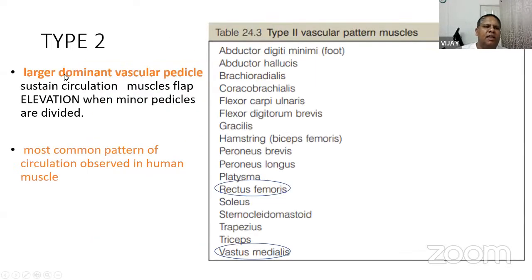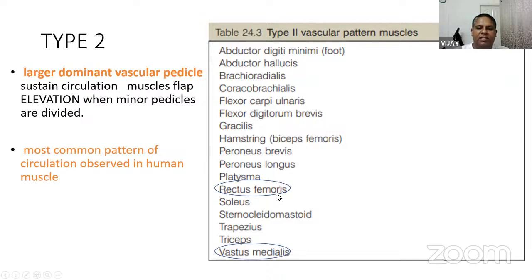Type 2 means there is a larger dominant pedicle which can sustain the circulation of the muscle on elevation when the minor muscle pedicles are divided. The most common pattern of circulation observed in human beings is a type 2 pattern. Again, a lot of muscles are given here. You remember the abductor digiti minimi from the foot and the abductor hallucis of the foot are type 2 vascular patterns. Also, the peroneus longus and the peroneus brevis, the gracilis in the thigh. These are all important muscles which are used as a flap.